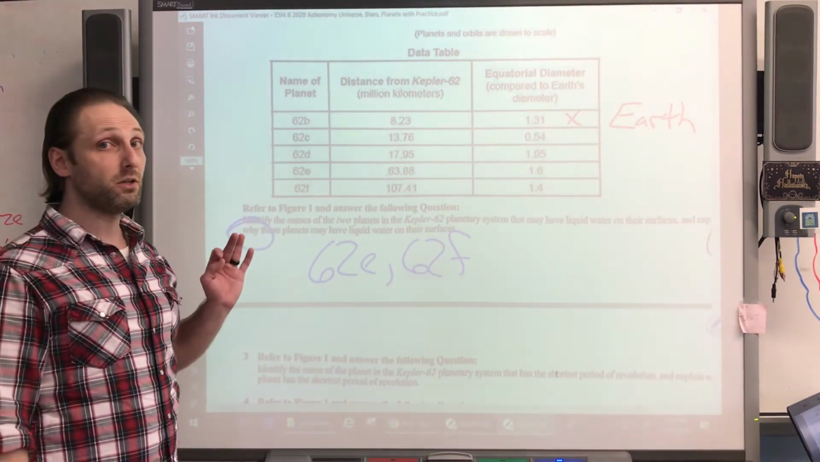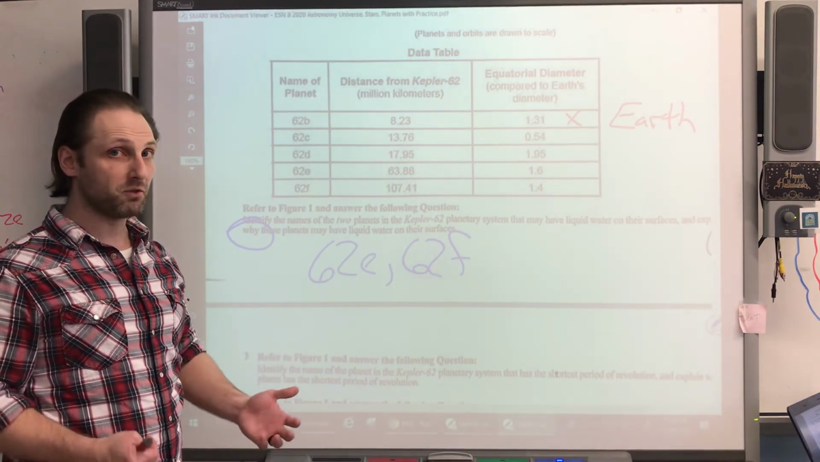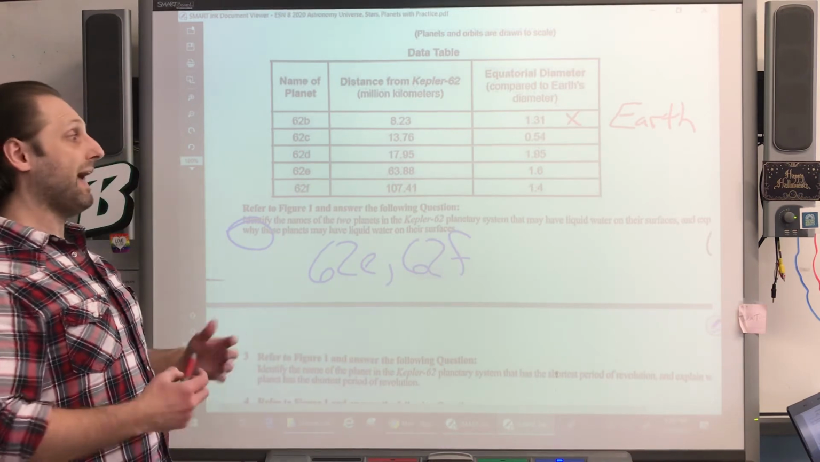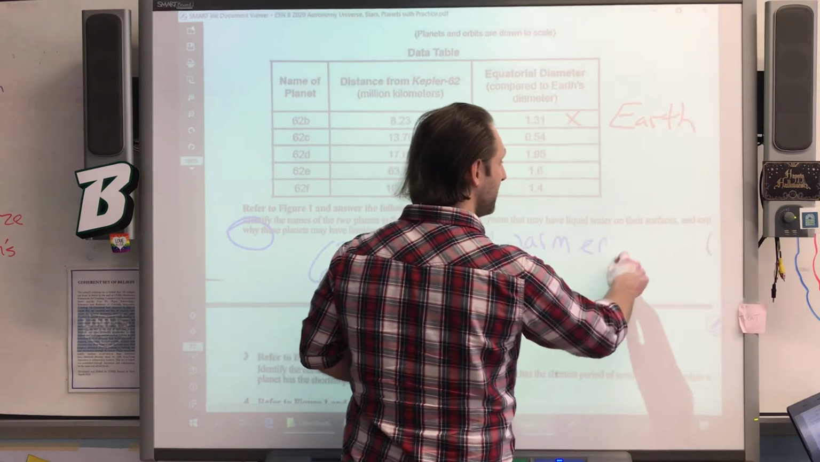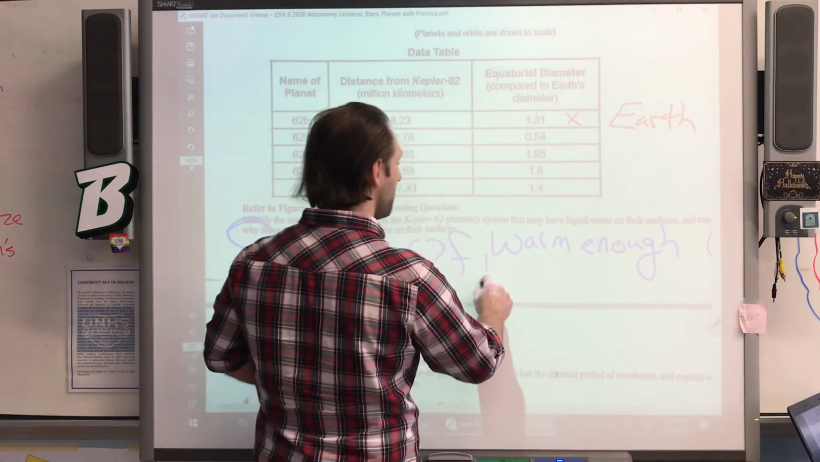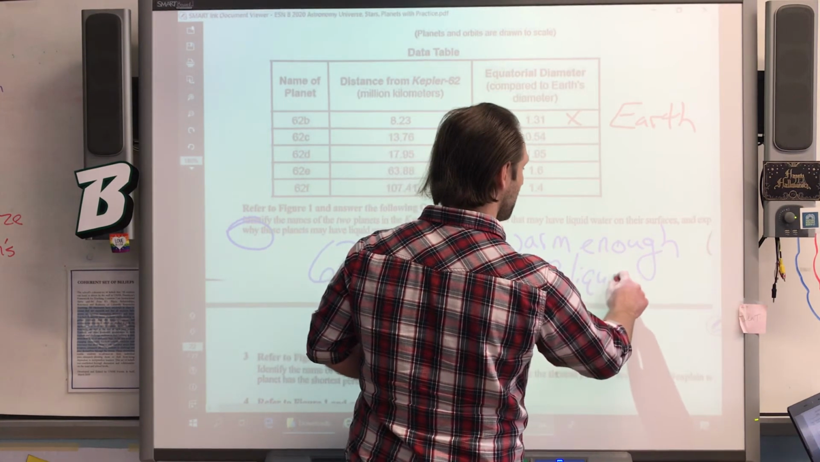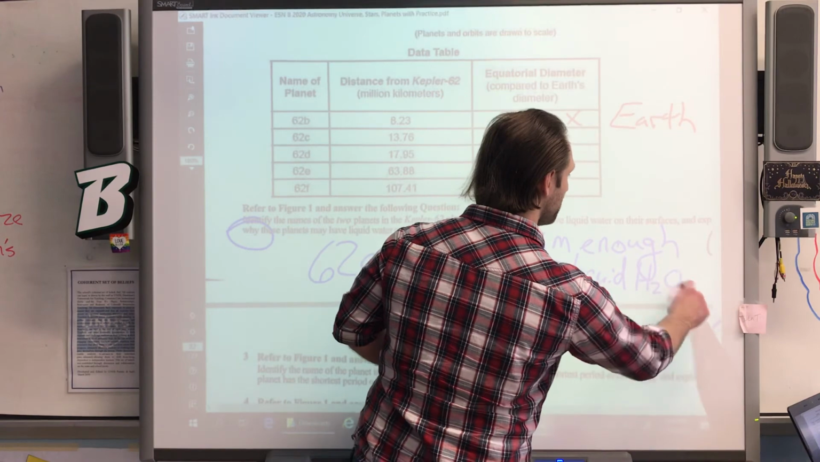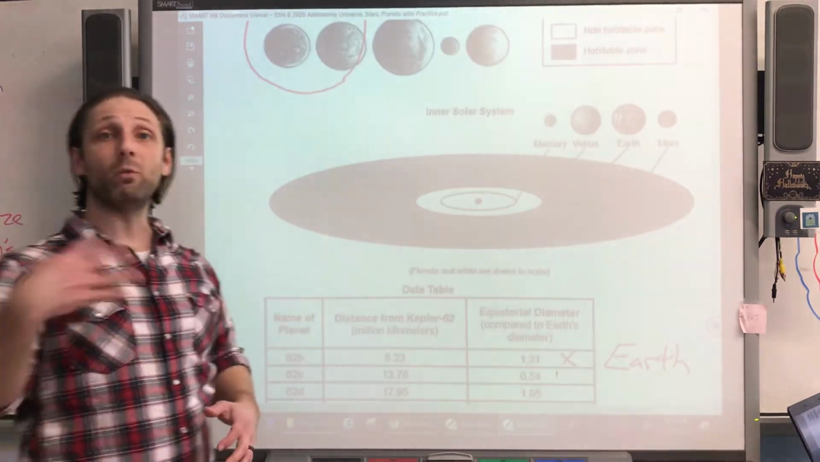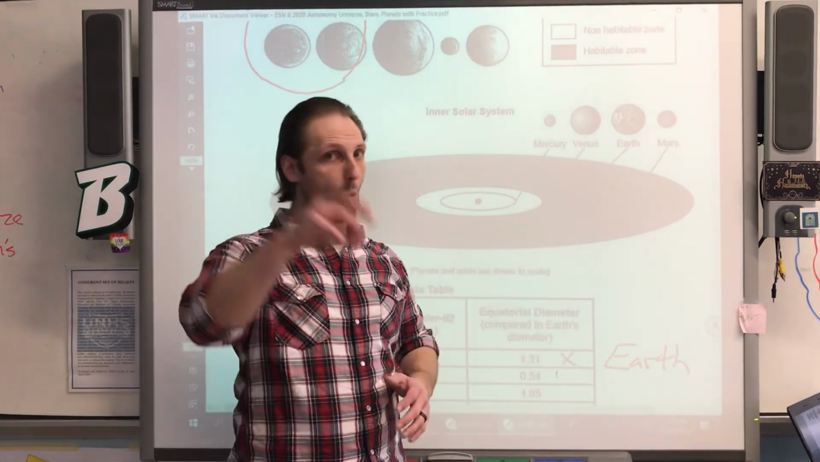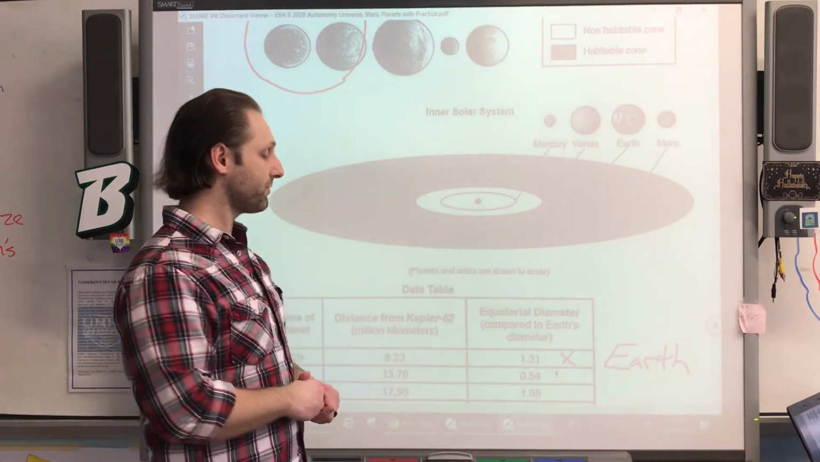So we know at least what 2 are here, and the idea is explaining why the habitable zone is so nice. The habitable zone, it's warm enough to have liquid H2O. The whole reason why we have liquid water. We're in a zone where it's warm enough, but not too warm and not too cold, that we can have that liquid water on our surface.